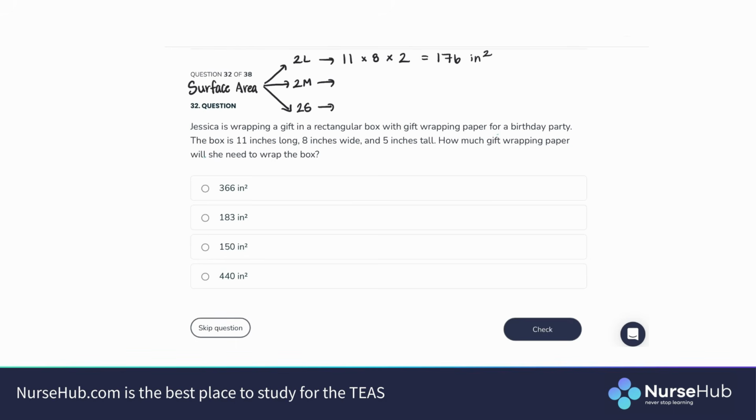Now the 2 medium, what this means is I'm going to take my largest value, which is 11, and my smallest, which is 5, and I'm going to multiply that by 2. 11 times 5 is 55, times 2 is 110 inches squared. Next, I have my 2 smallest, which is 8 times 5. Those are my smallest values. Times 2, 8 times 5 is 40, times 2 is going to be 80. If I put all 3 together, 176 plus 110 plus 80, that's going to give me a total of 366 inches squared.